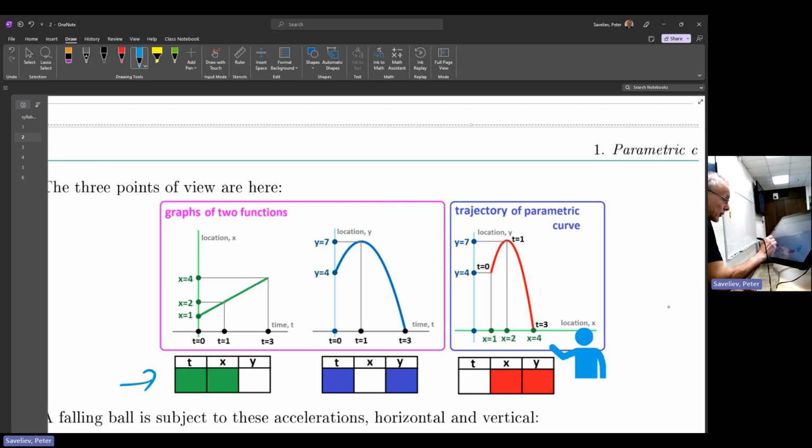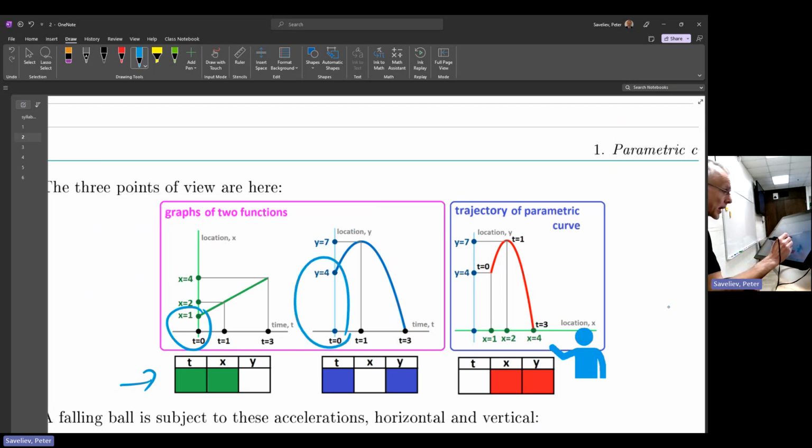So t equals 0, x equals 1, t equals 0, y is equal to 4. So I take these 2 points and then I produce 1 point over here. X equal 1, y equal 4, t equals 0. That's a point that we combine together. So at t equals 0, x is 1, y is 4, which means that I plot 1, 4 right there. This point is what I plot. Okay, we just do it one at a time as many times as necessary.